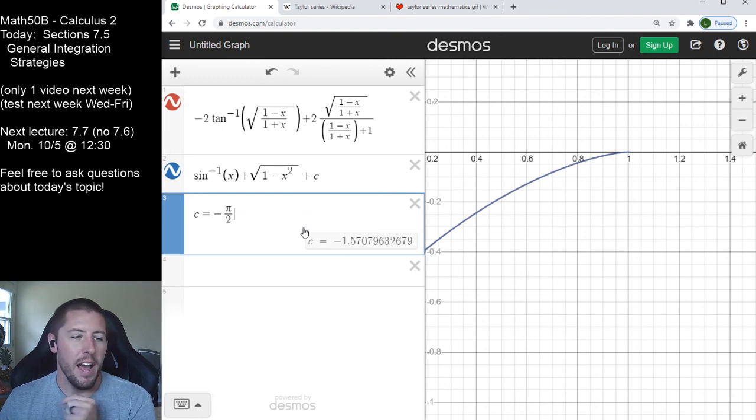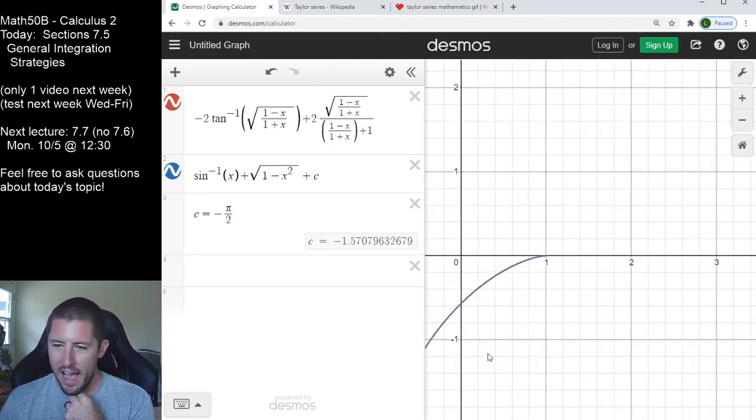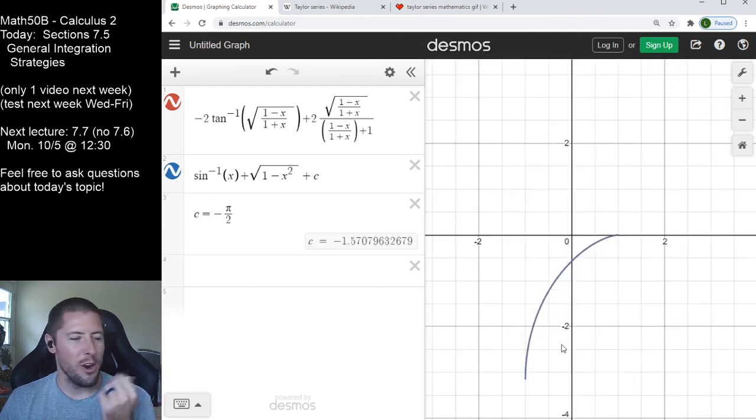But also, what happened there is I used my math sense to be like, oh crap, I'm getting 1.57. 1.57 means I'm actually thinking about pi halves, and it turns out that I was right there. So check this out. These are the same graph as each other, unbelievably. And I don't even believe this, but I'm looking at the graph right there. These two wildly different functions, one with a sine inverse, one with a tangent inverse of all this crazy square root stuff, are literally equal to each other.